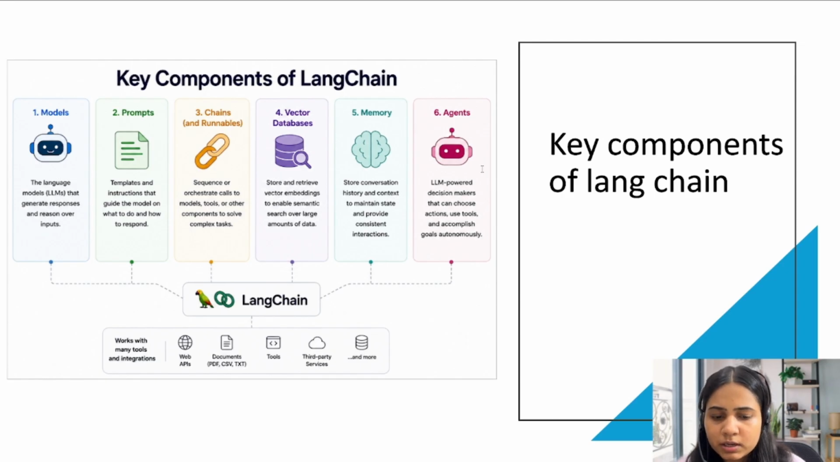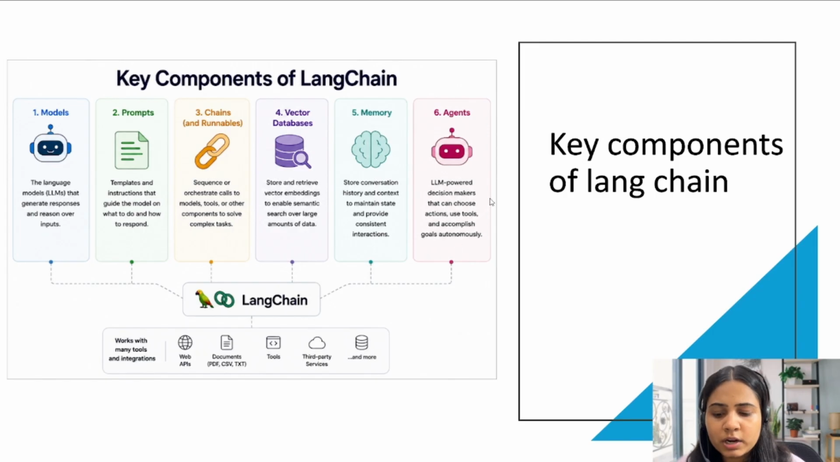So the LLMs will have that information now. With the prompt, they know, okay, there is some previous conversation here as well. So this will enable an AI application to carry a natural, context-aware conversation across multiple interactions. Okay, so if we see here, it mentions: store conversation history and context to maintain state and provide consistent interaction.